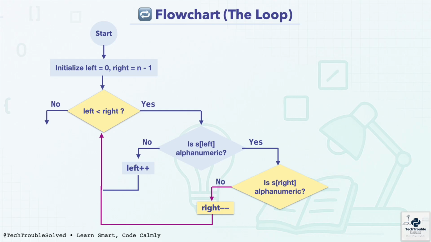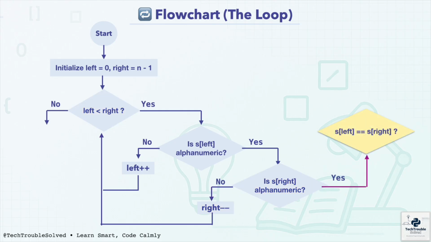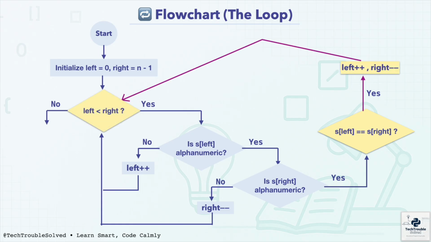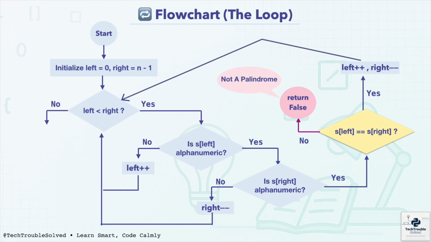Only when both characters are valid, we compare them. If the characters do match, we move both pointers inward. Then we repeat the entire process from the loop condition again. If the characters do not match, we immediately stop. At this point, the string is not a palindrome, so we return false.